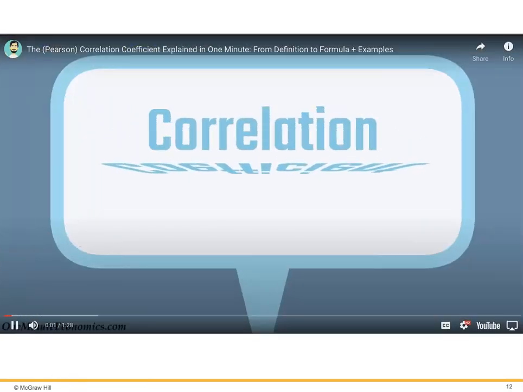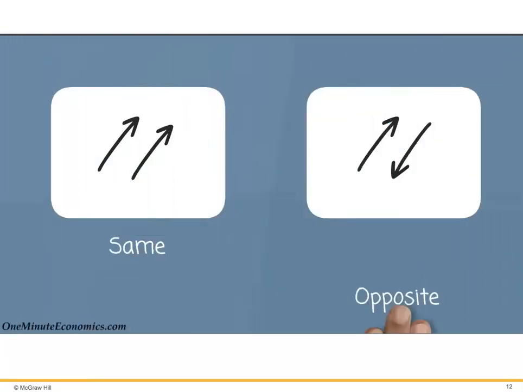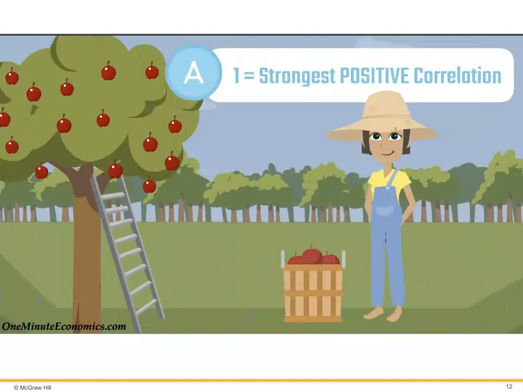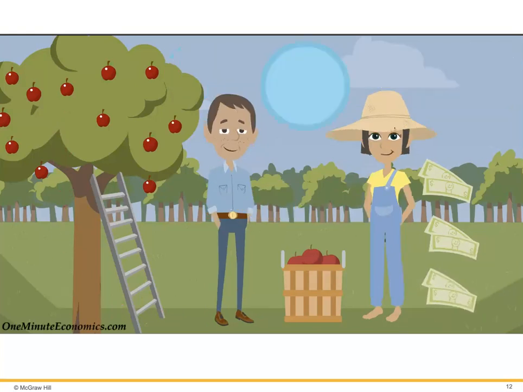The correlation coefficient doesn't just tell us whether two variables move in the same or opposite direction like the covariance does. It also indicates how strong the relationship is, and its value ranges from -1 to 1. As such, A, 1 indicates the strongest possible positive correlation. Think of it as perfect direct proportionality. If I pay you $2 for every apple you pick, the correlation coefficient between the number of apples you've picked and your apple picking earnings for that day will be 1.